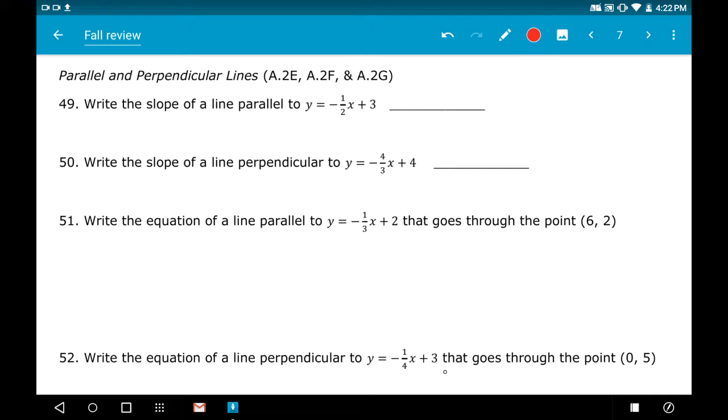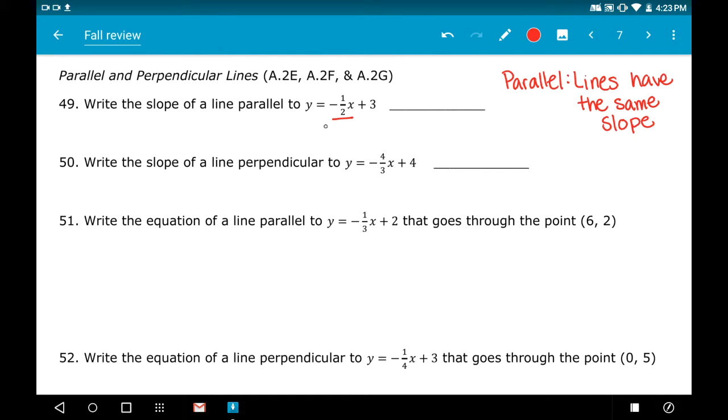For these, we have parallel and perpendicular lines. So 49 says, write the slope of a line parallel to y equals negative 1/2 x plus 3. So for parallel, that means lines have the same slope. So all we have to do to figure out what the slope is to a line parallel to this one is figure out what the slope is.